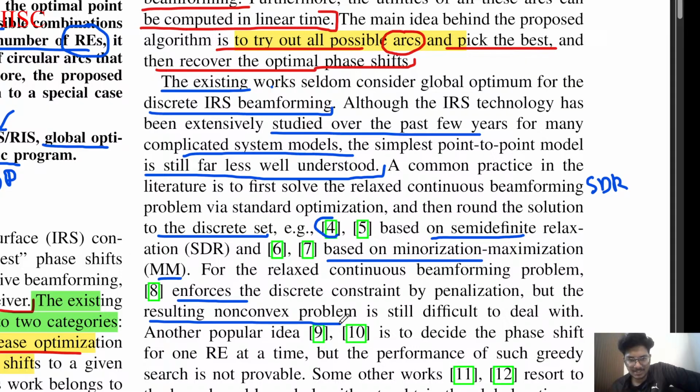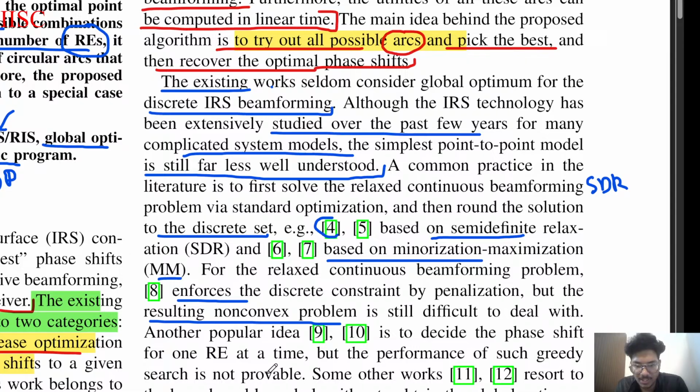The common practice in this literature is to solve a relaxed continuous beamforming problem via a standard optimization technique, then round the solution to the discrete set, as we saw earlier in papers 4 and 5, which are based on SDR, semi-definite relaxation, and papers 6 and 7, which explain minorization and maximization. Enforcing the discrete constraint by penalizing results in a non-convex problem that is still difficult to deal with.